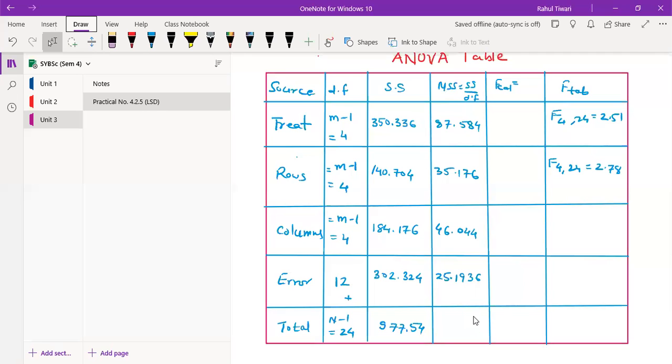Then you can calculate FCal, which is simply MSS due to treatment divided by MSS due to error. So 87.54 divided by 25.1936. Just divide and let me know the answer. So 3.4764.